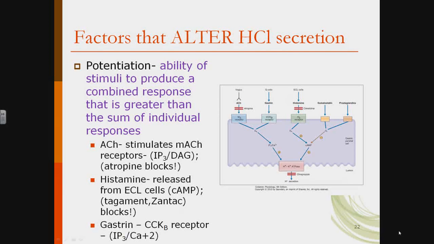So acetylcholine from the vagus nerve is going to stimulate, of course, muscarinic acetylcholine receptors. And we learned about the IP3 DAG and calcium second messenger system. We also already know that atropine would block these receptors. Histamine is released locally from ECL cells, which stands for enterochromaffin-like cells. They use a different second messenger system. They use cyclic AMP. Drugs like Tagamet, Zantac, they block this receptor.